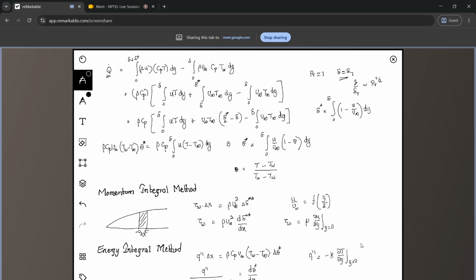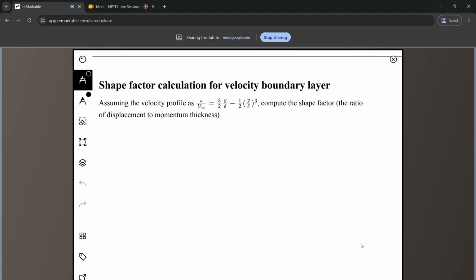So two unknowns, two equations. Once we solve them, it will be much better when we solve problems. Let's take some problem first. First, let us understand how to calculate displacement and momentum thickness.